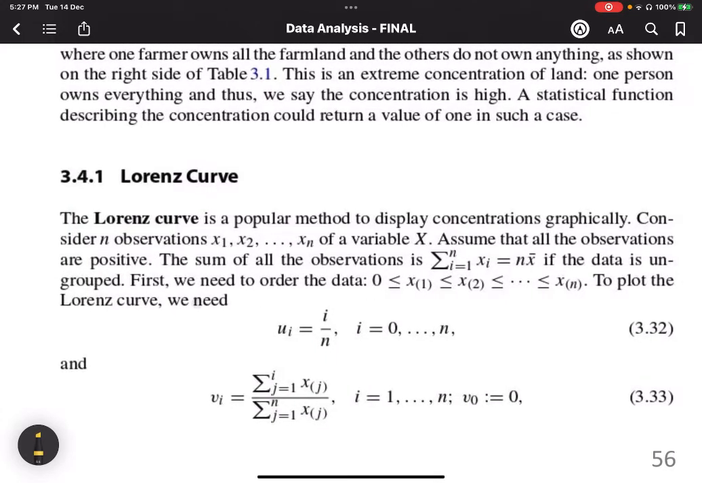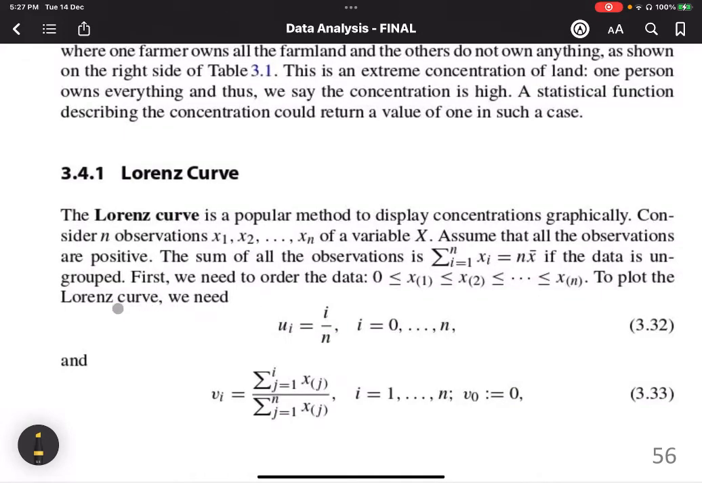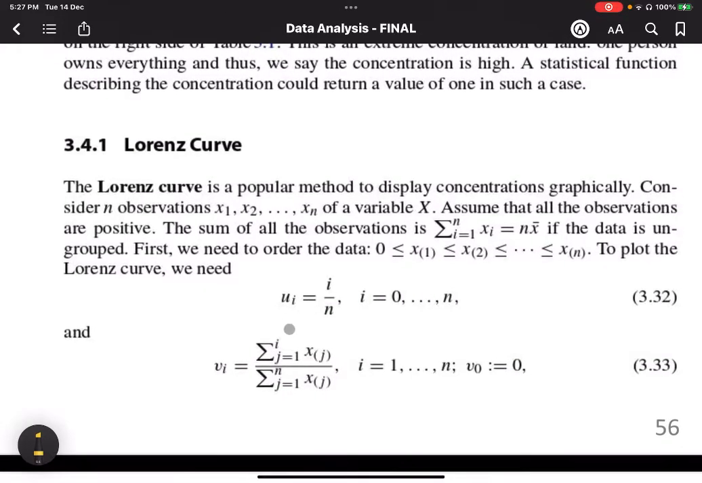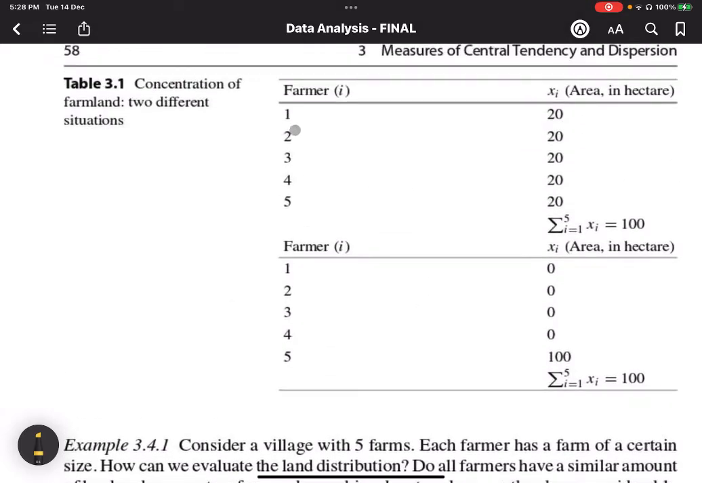If the data is ungrouped, first we need to order the data. So isosort muna natin yon either from ascending order or descending order. No? So to plot the Lorentz curve, we need the formula U, which is the unit. And then unit i equals i over n. So siya lang yung sequence, no? Ito yon. The U represents this.